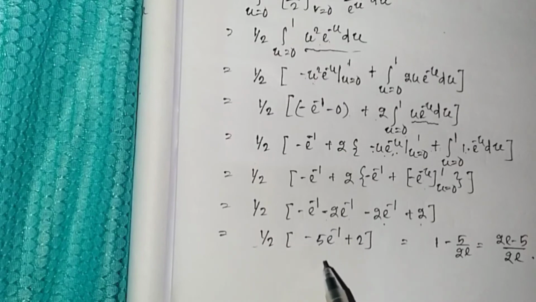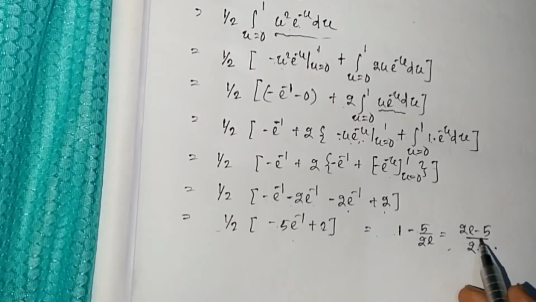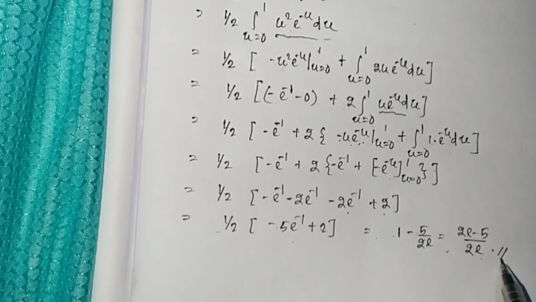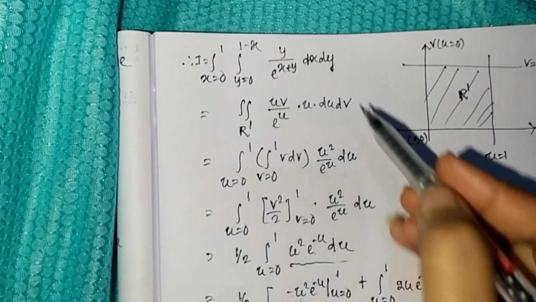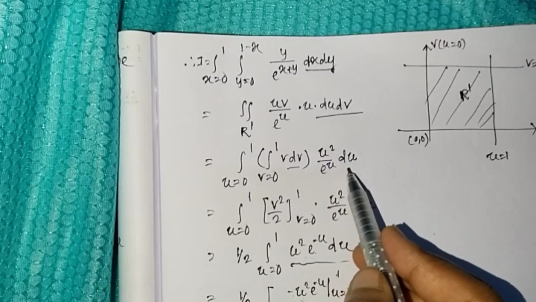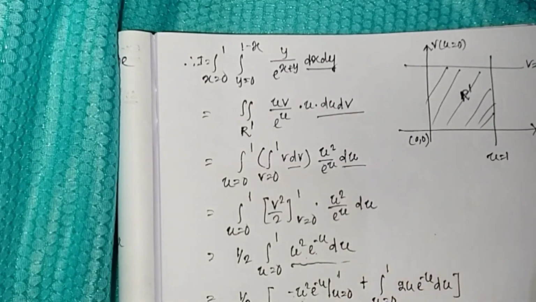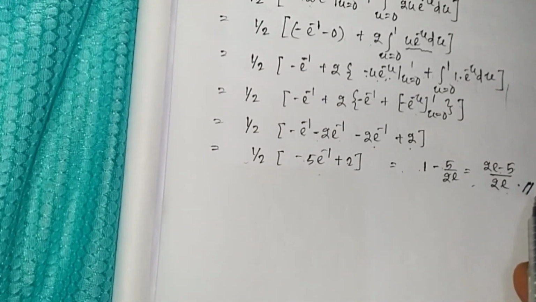Then we get half into minus 5e inverse plus 2, that is equal to, 2 cancels out, 1 minus 5 divided by 2e. So that will be 2e minus 5 divided by 2e. So this is our answer by changing the variable in double integration. Here we change the variable xy with respect to uv, and first we integrate with respect to v, then we integrate with respect to u, then we solve the problem. Then we find the result, that is 2e minus 5 divided by 2e.